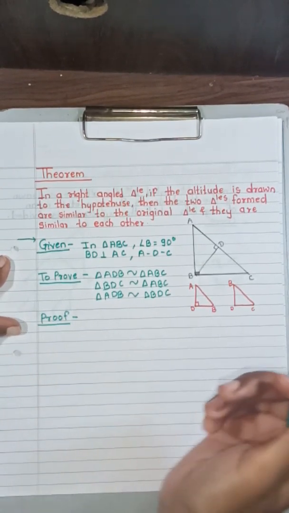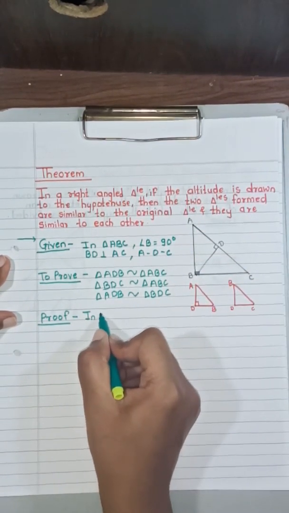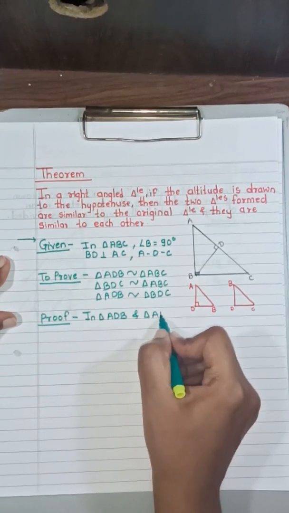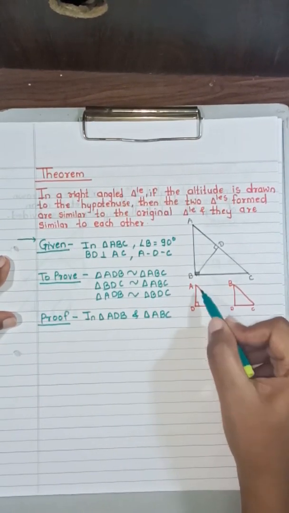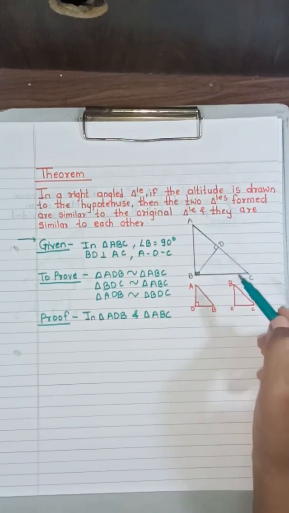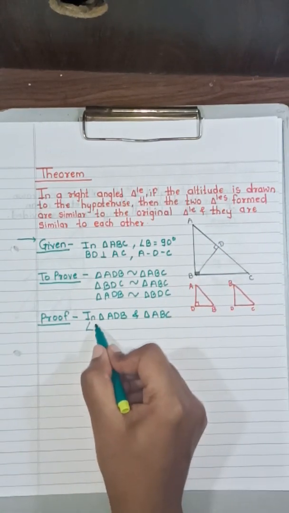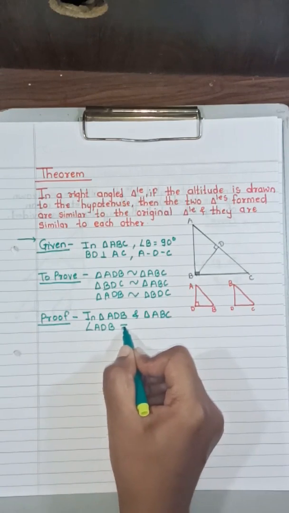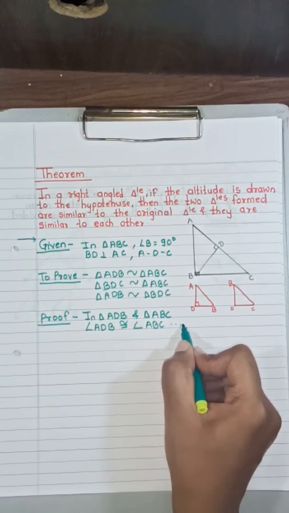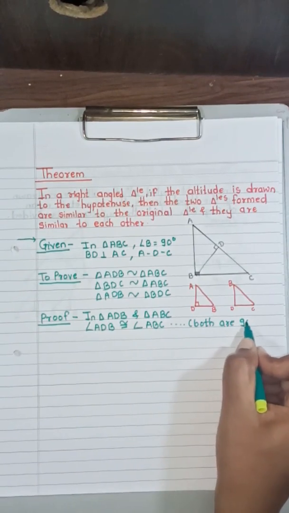Now first we'll consider triangle ADB and triangle ABC. I have drawn this triangle separately for your understanding. In triangle ADB and triangle ABC, angle ADB is congruent to angle ABC. These both angles are of 90 degrees.